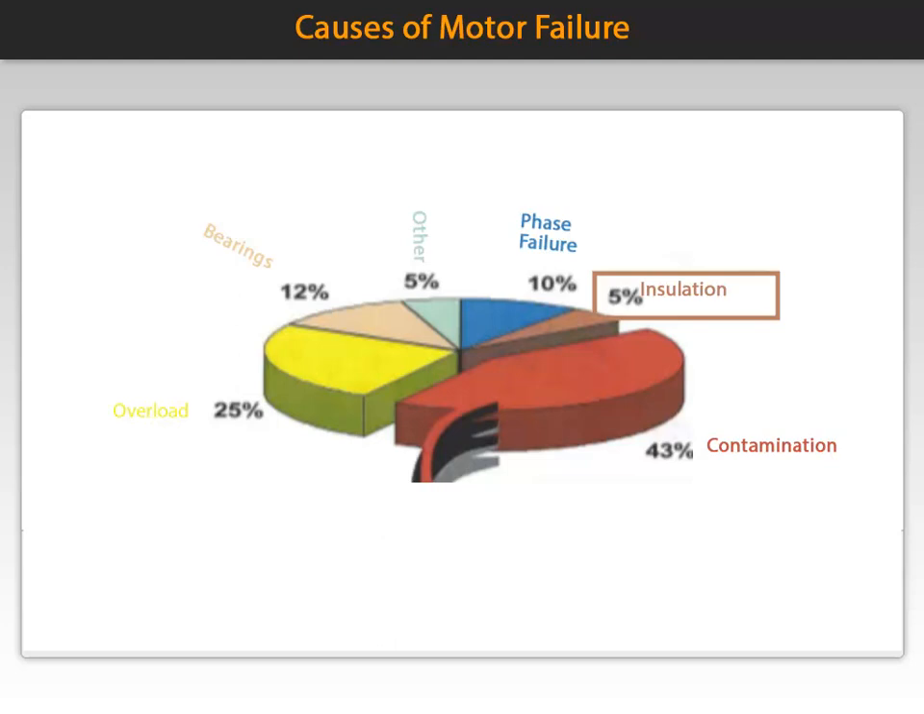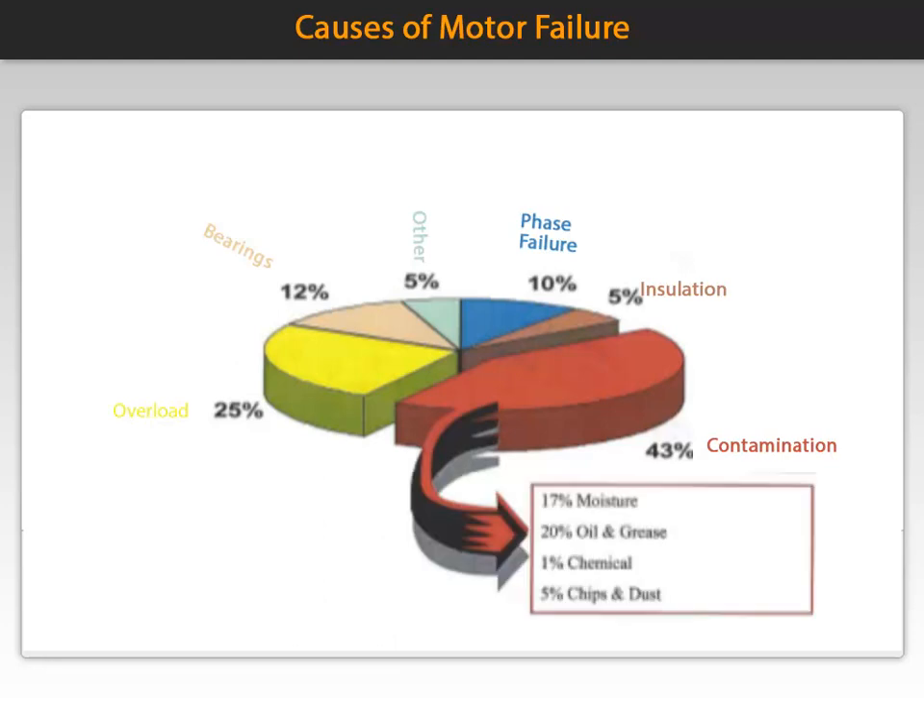5% because of deteriorating insulation. The overwhelming 43% occur as a result of contamination. We can further break down the contamination failures with 17% from moisture, 20% from oil and grease, 1% from chemical, and 5% from chips and dust. That makes nearly half of all the failures resulting from compromised insulation. So you can see why insulation is so important.